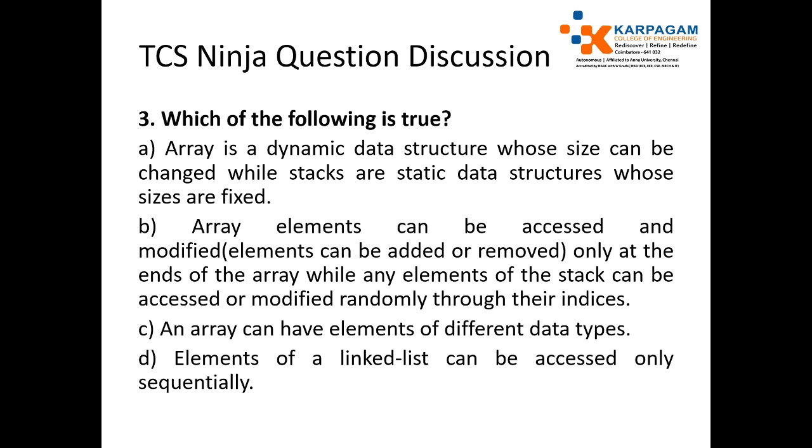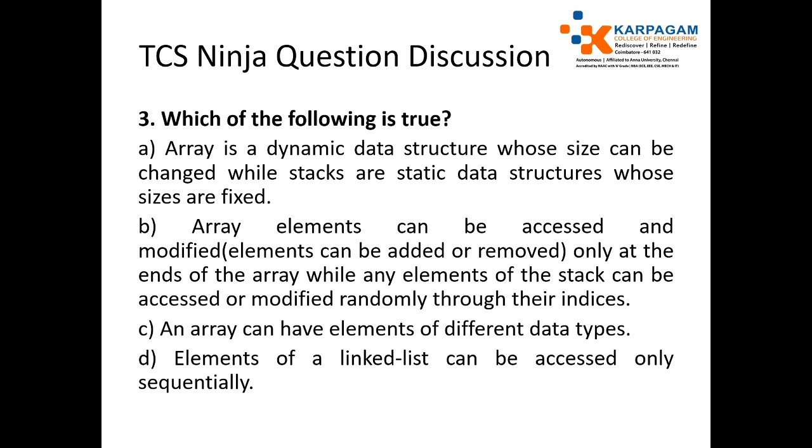Next one is, array elements can be accessed and modified only at the end of the array, while any elements of the stack can be accessed or modified randomly through their indices. See here, array is a data type which is a container used to store a set of elements of the same type. But they said that array can be accessed and modified only at the end of the array. In an array, we can store the data and remove or update the data at any place, maybe the beginning, the end, or the middle. But in a stack, we can store and retrieve or remove the data at only one position, for example, the topmost position. So the second statement is false.